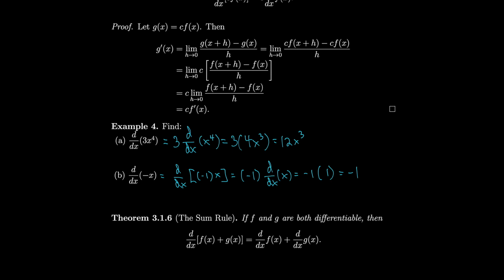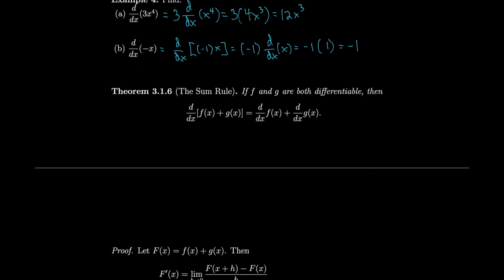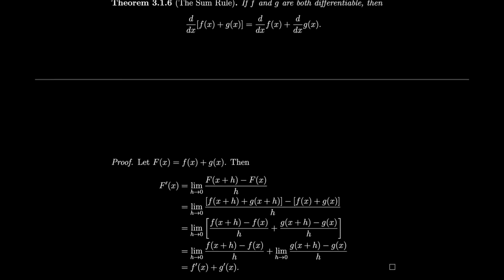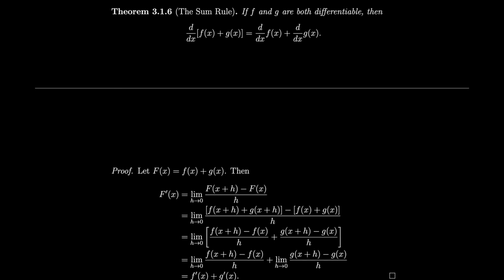Okay, next up we have our sum rule. Similar to limits, the derivative of a sum is the sum of the derivatives. Okay, and we can prove that. Let big F be small f plus small g. Then the derivative of big F is big F of x plus h minus big F of x over h. We plug in for big F of x plus h, and that's f of x plus h plus g of x plus h. And then big F is f plus g.